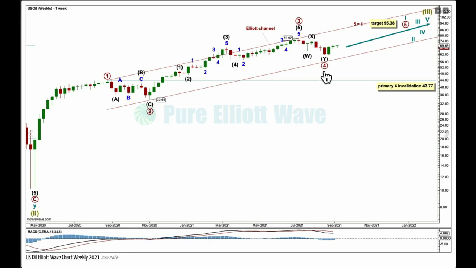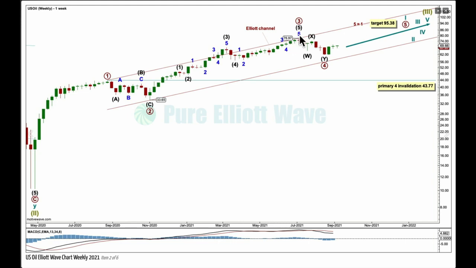My main wave count will expect that primary wave 4 is most likely over at the last low for oil, but we have to accept the possibility it could continue further, and if it does, it may not move into primary wave 1 price territory below 43.77. The target for primary wave 5 is for it to reach equality in length with primary wave 1 at 95.38. That's the most common ratio for a fifth wave to exhibit, and so the target should have a reasonable probability.